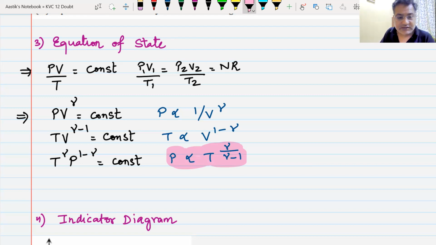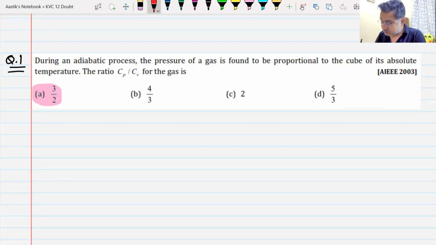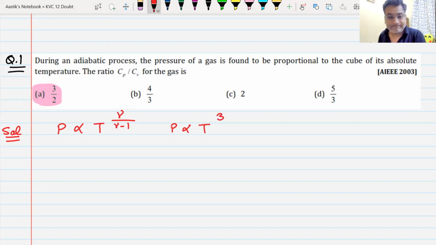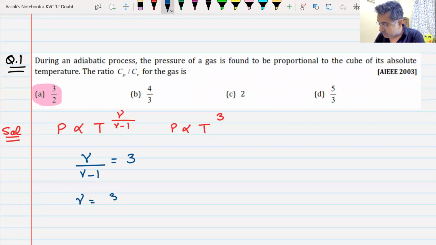I hope you're understanding what I'm going to say. In the question, I know that pressure is proportional to temperature raised to the power gamma divided by gamma minus 1. Here it is given as pressure is proportional to T cube. So you now know that gamma upon gamma minus 1 is equal to 3. Straight away you get the answer for gamma. Your gamma becomes 3 by 2. Now this is how you can do the question faster.